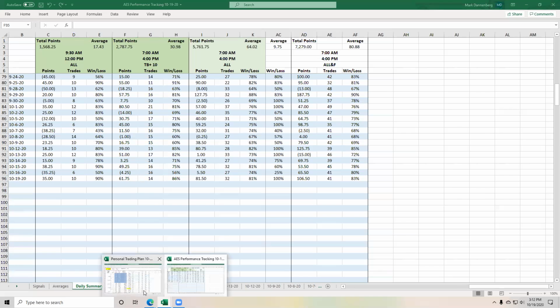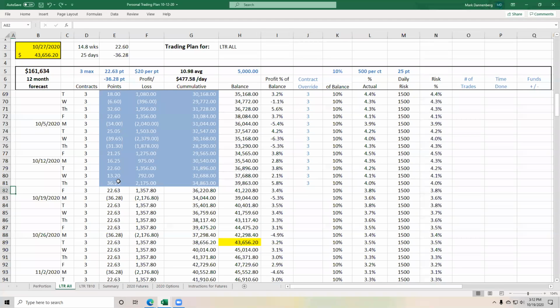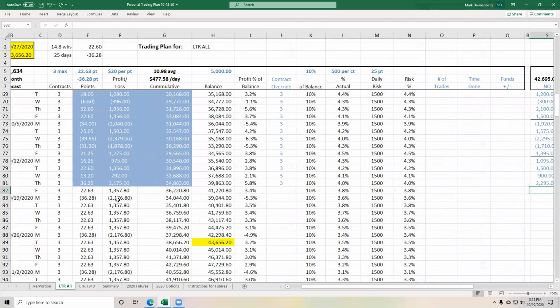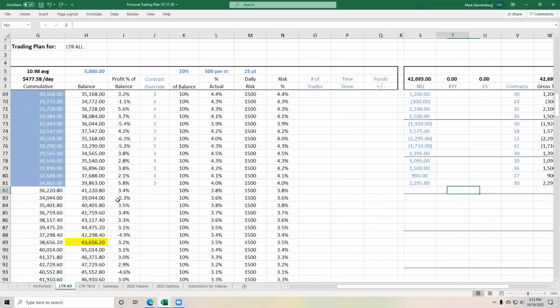So I'm going to jump over to our personal trading plan. We've had this personal trading plan in play now for just over 15 weeks, and we've been showing in this end-of-day review for the last 15 weeks how the personal trading plan will forecast for you what your income could potentially be. So first of all, we've got to do our data entry. Usually I'm doing this every day, but I'm going to do 2 days today.